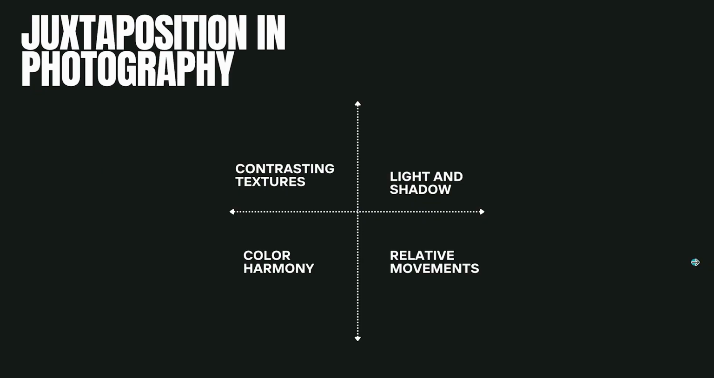Now, I want to move on. We talked about juxtaposition in painting, in visual arts, presumably. Again, visual arts is very broad. Painting, then literature, one example by Charles Dickens. And the third is juxtaposition in photography. In photography, we can talk about contrasting textures, light and shadow, color harmony, and relative movements.